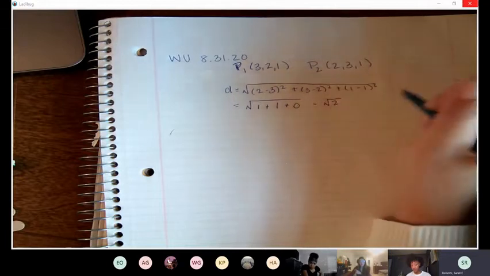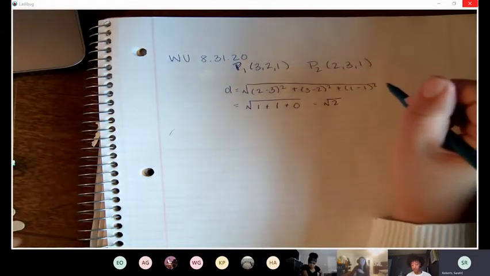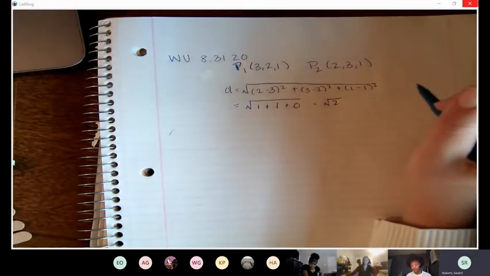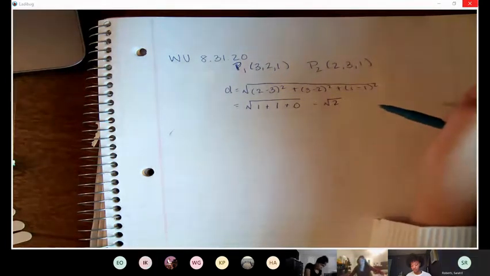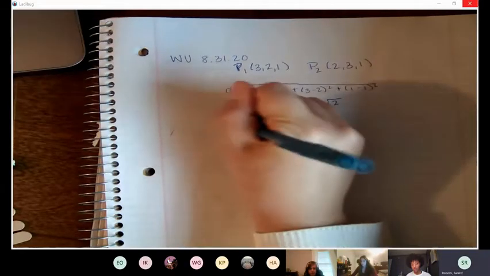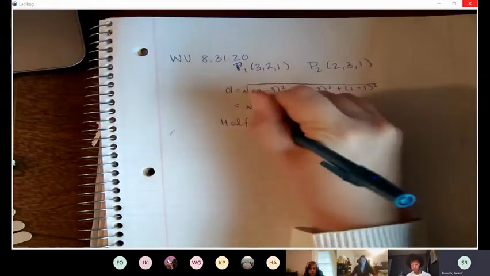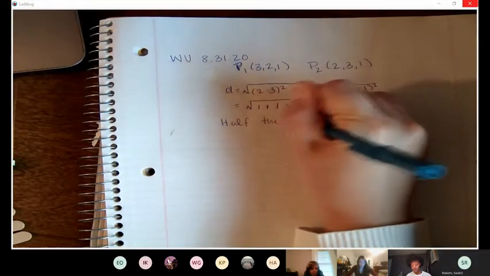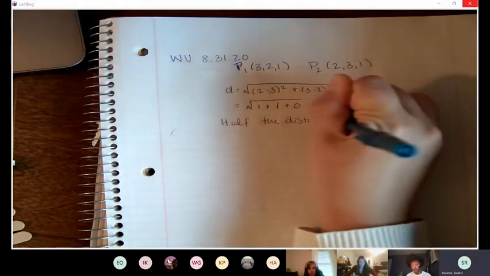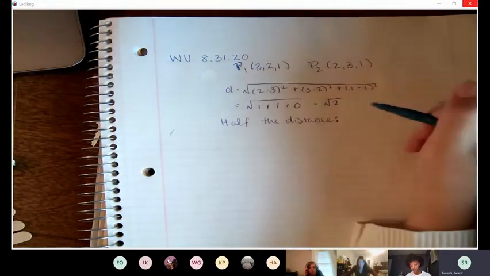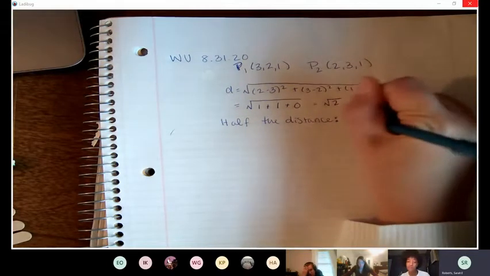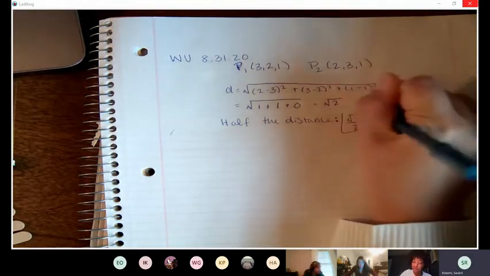Perfect. Good job, Caroline. And then Alston, it asks us for the halfway distance. So is this our final answer? No, it is the square root of 2 over 2. Good. So half the distance, we want to divide our total distance by 2. So we would take the square root of 2 and divide it by 2, and that will be our final answer.